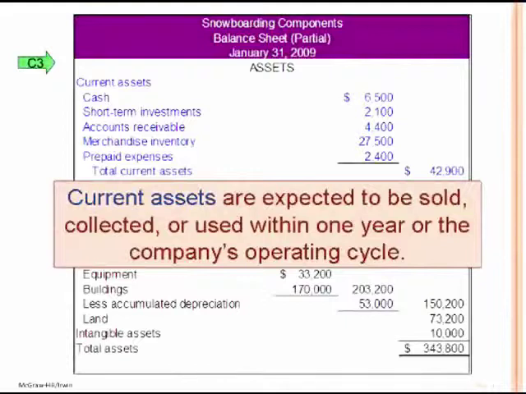Current assets normally include cash, short-term investments, accounts receivable, merchandise inventory, office supplies, and prepaid expenses. Short-term investments are expected to be sold within 1 year, or the normal operating cycle, whichever is longer. Merchandise inventory contains inventory items we expect to sell to customers in the normal course of business. For a service business, like an attorney, we would not expect to find a merchandise inventory account.